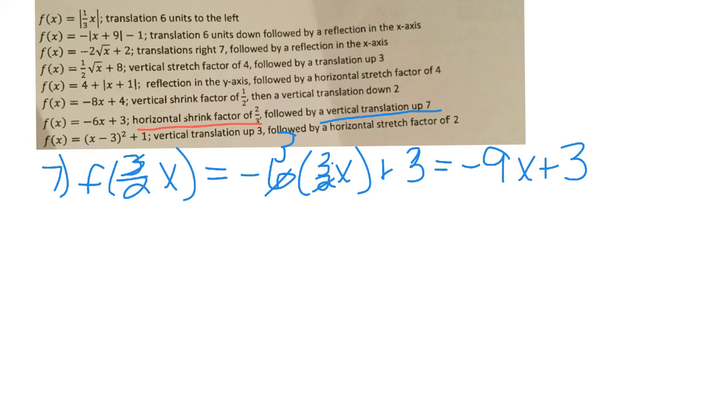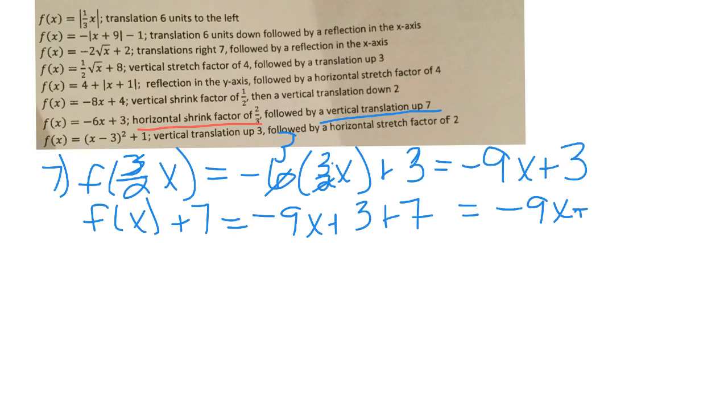And 2 goes into 6 3 times, and 3 times 3 is 9, so I get negative 9x plus 3. And I did that in the wrong color, that should have been red. And then f of x plus 7, so that's negative 9x plus 3 plus 7, which is negative 9x plus 10.